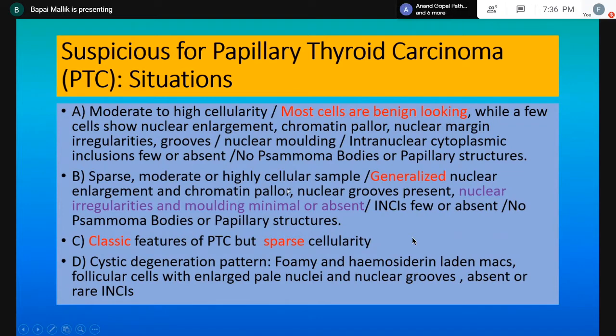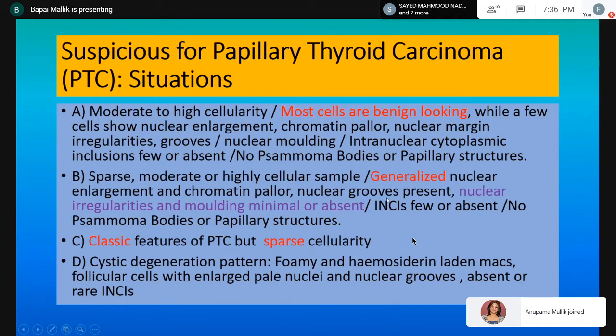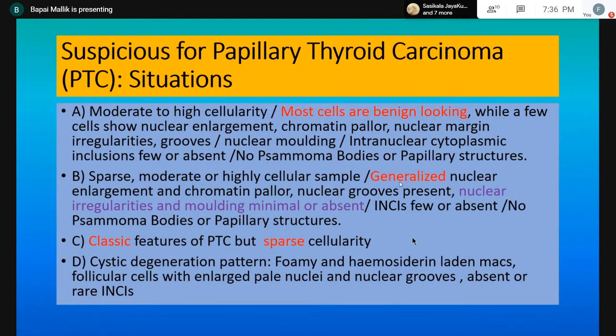In the second situation, most of the cells have some kind of an abnormality, but these are not going to show too many nuclear irregularities, and nuclear molding is going to be minimal or absent. Otherwise, you are going to have chromatin pallor, some degree of nuclear enlargement and some amount of nuclear grooves. And most of the cells are showing this abnormality, but once again, it falls short of a situation where you can confidently say that this is a papillary carcinoma. That is because you do not find nuclear membrane irregularities, you do not find intranuclear cytoplasmic inclusions, and you do not find psammoma bodies or papillary structures.